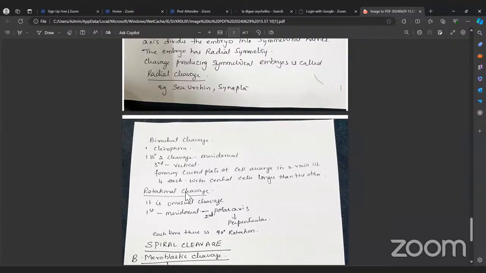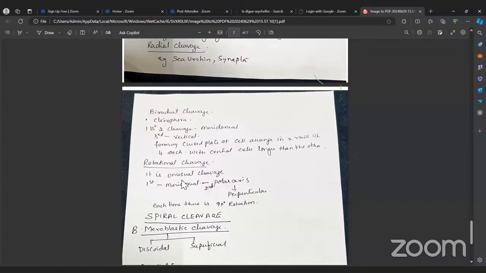Coming to the next one, that is rotational cleavage. This is generally an unusual cleavage which we come across in mammals. Here, the first cleavage is meridional, just like all the other animals. It produces two blastomeres. And the second cleavage is unique again, resulting in an unusual arrangement of blastomeres.